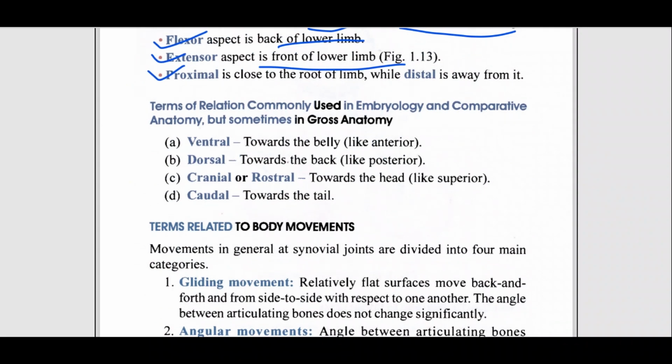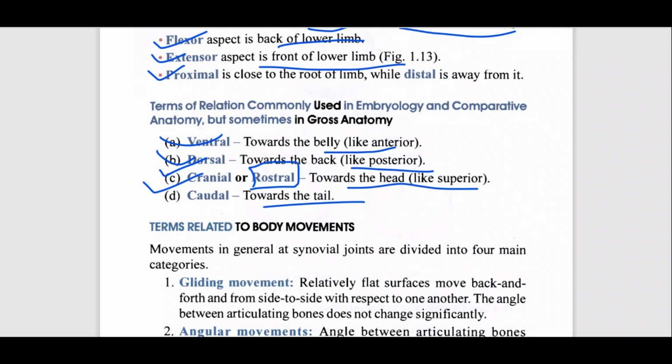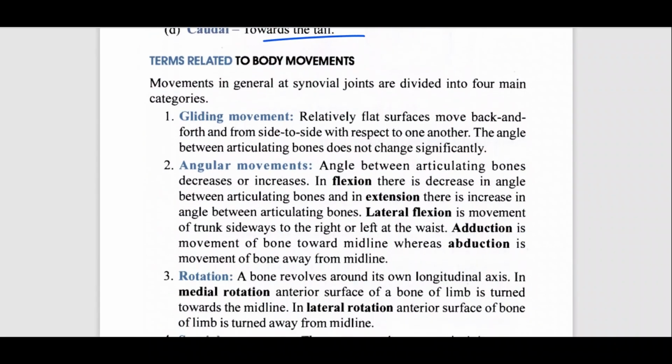Now, terms of relation commonly used in embryology and comparative anatomy, but sometimes in gross anatomy too. Now, ventral means towards the belly, like anterior; dorsal towards the back, like posterior; cranial or rostral. This is a new term for you, rostral or cranial. It means towards the head, like superior. Caudal means towards the tail, like inferior one.